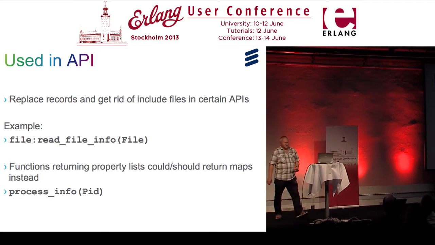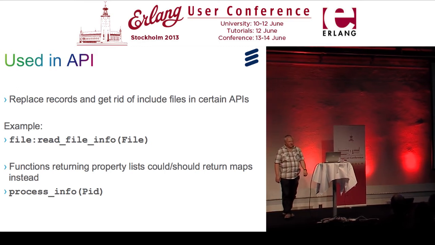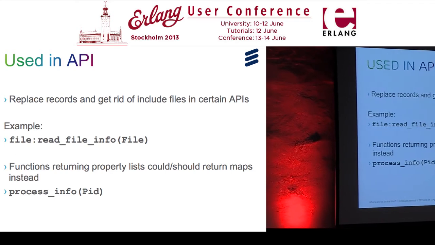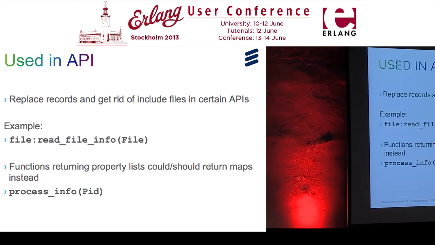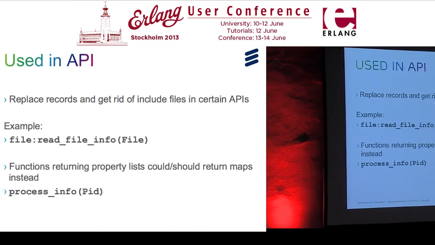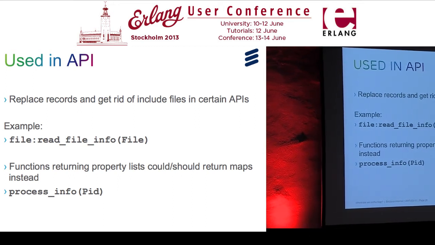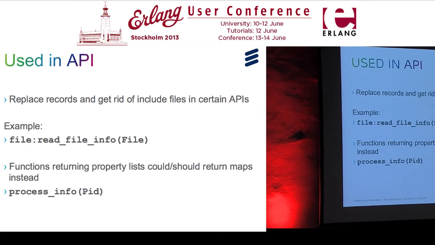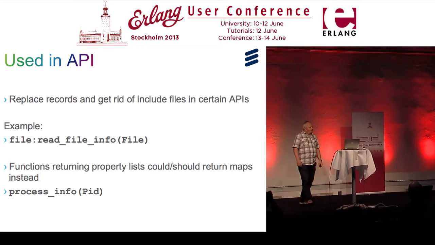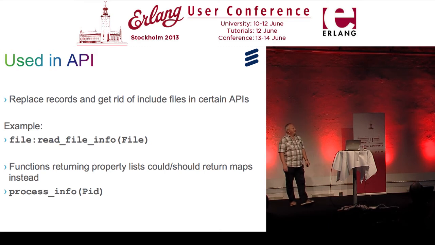You can, as I said before, use it in APIs. Of course, we don't plan to change the read file info function in an incompatible way, but you could maybe introduce another function using a map as a return value instead. Process info is another example. It returns kind of a property list today.